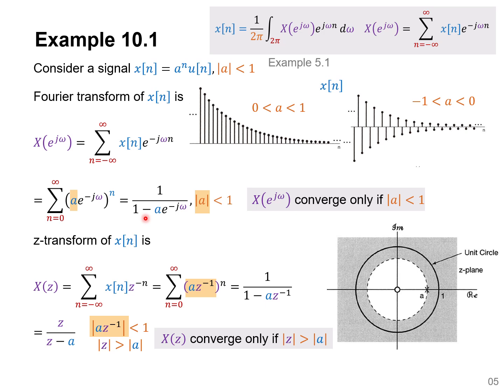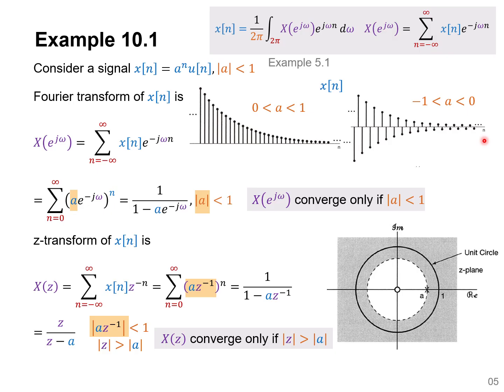The Fourier transform works only when the magnitude of a is less than 1. When a is between 0 and 1, the signal gets smaller with time. When a is between minus 1 and 0, the signal flips sign and also gets smaller.